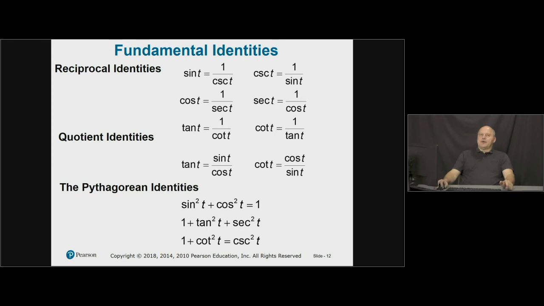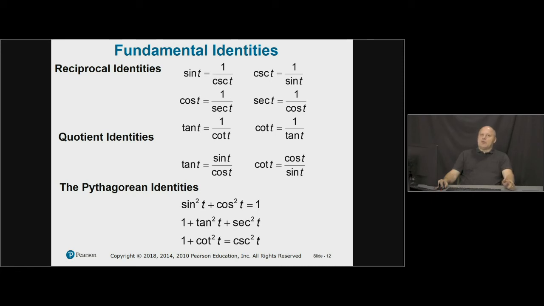And then on the third one, if you divide everything on the top one by sine squared, look what happens. Sine squared divided by sine squared is 1. Cosine squared divided by sine squared is cotangent squared. And then 1 divided by sine squared is cosecant squared. So again, I'm just trying to give you an idea of why these things are true. They're not just something that are made up.